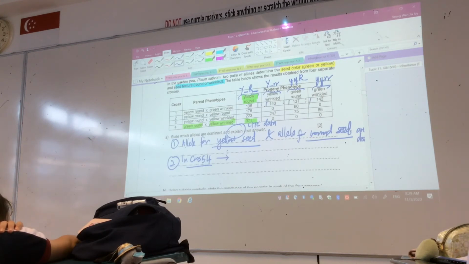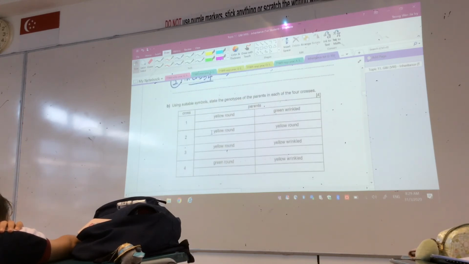Right? So the ratio is 1, 1, 1, 1. And the parents, let's try and figure out the parents. The first parent being yellow and brown is likely to be big Y dash, big R dash, and then green wrinkle is small y, small y, small r, small r. So based on the phenotype ratio of the offspring, 1, 1, 1, 1, the parent has to be heterozygous at both gene loci. So you can get cross 1 super easily if you memorize the ratio.